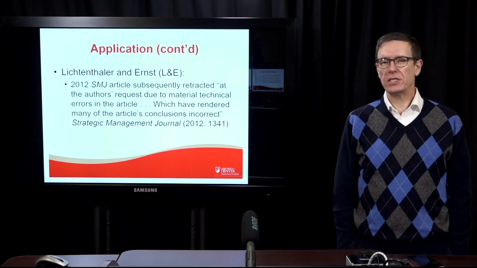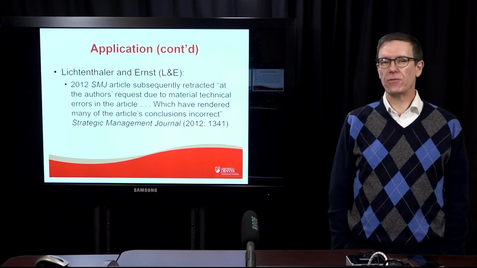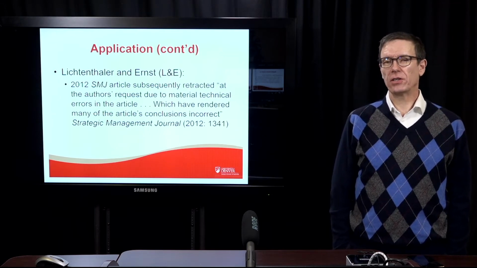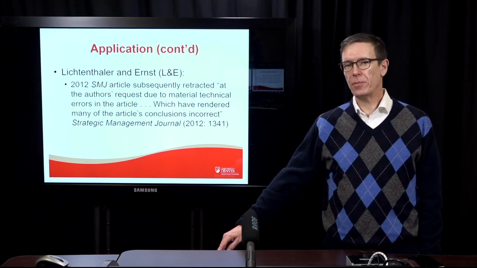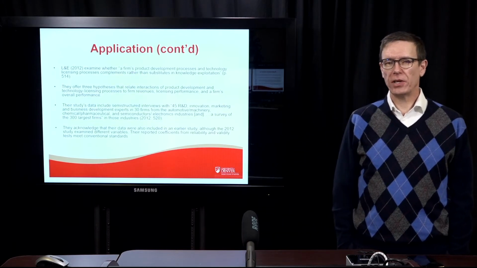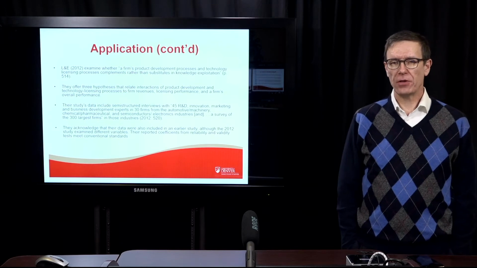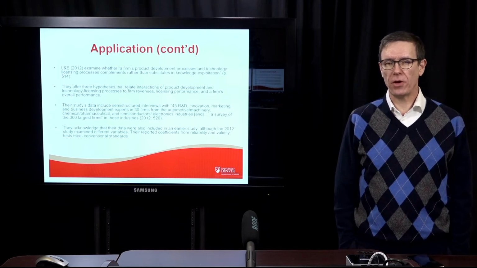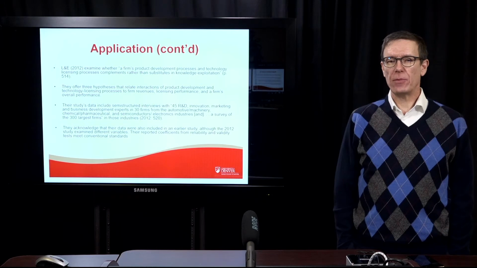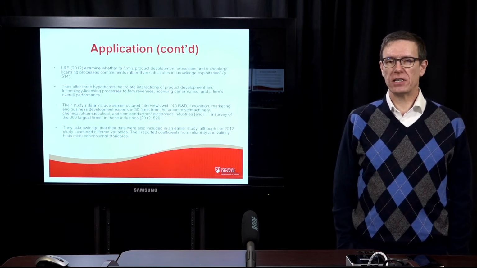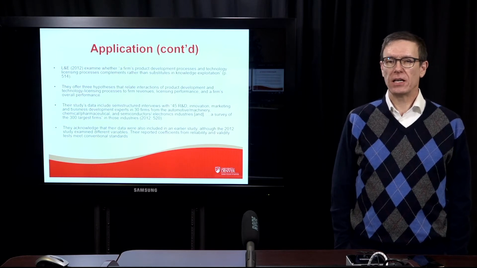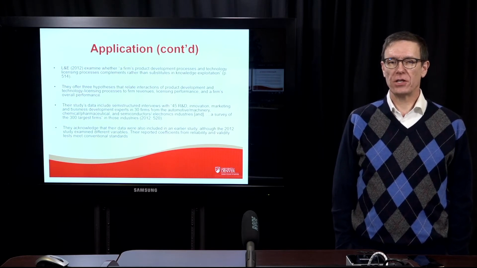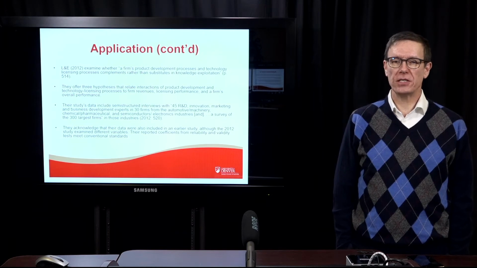So what I'm going to do is take you through this retracted article and see if we could find these material technical errors before the article was accepted, again using our two reproducibility tests. Just briefly, I apologize for how small this print is, but I want to give you an overview of this article. They examined whether a firm's product development processes and technology licensing processes were complements rather than substitutes in knowledge exploitation. They offer three hypotheses and interactions among these variables.